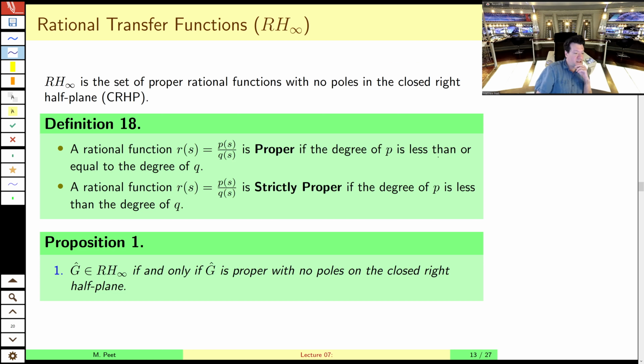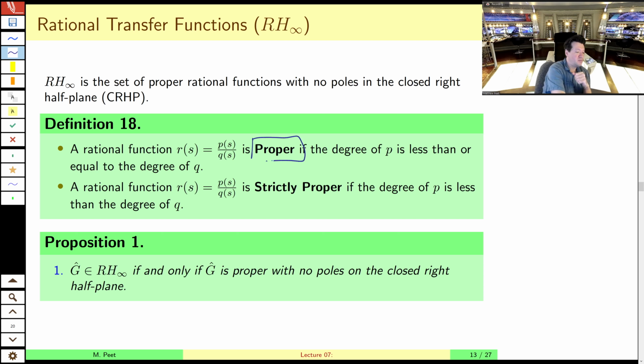So I said that any rational H infinity transfer function has a state space representation, and vice versa. Any state space representation has a rational H infinity transfer function. But we actually have to hedge our bets a little bit there, because rationality is not good enough. You have to have a little bit more. The functions have to be proper.